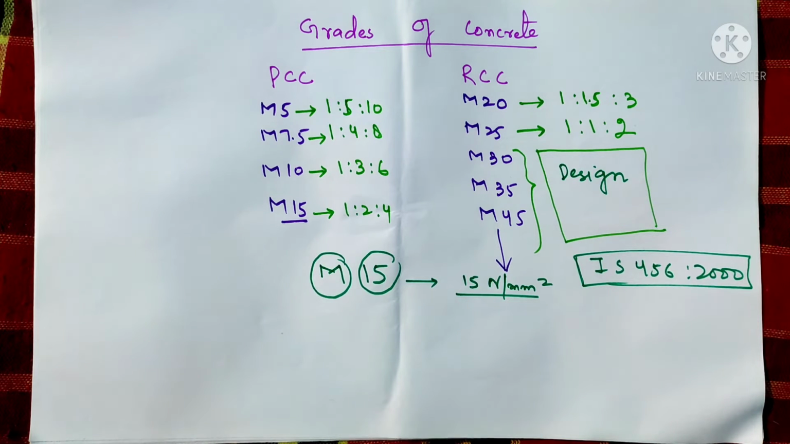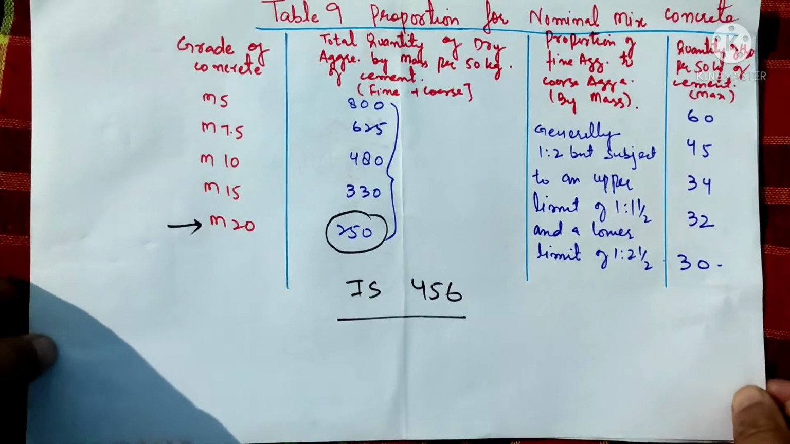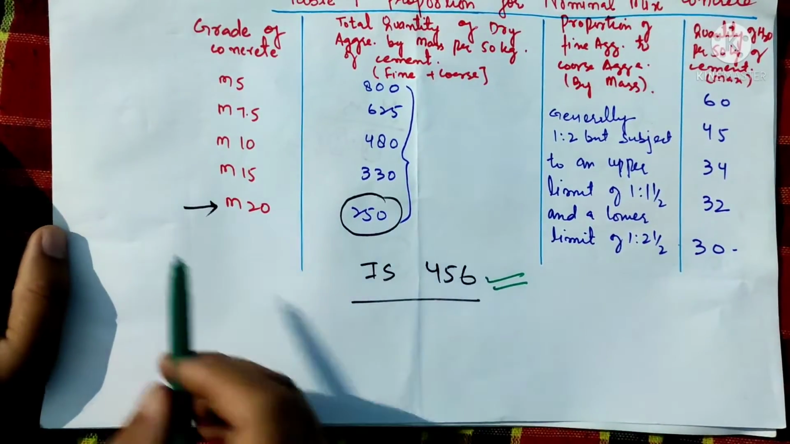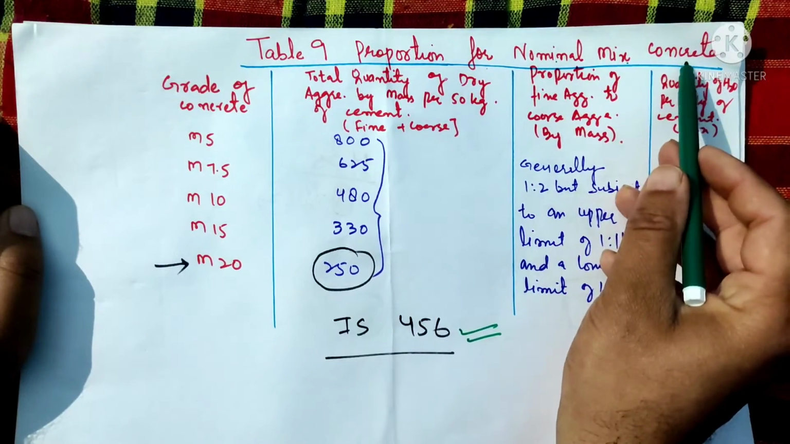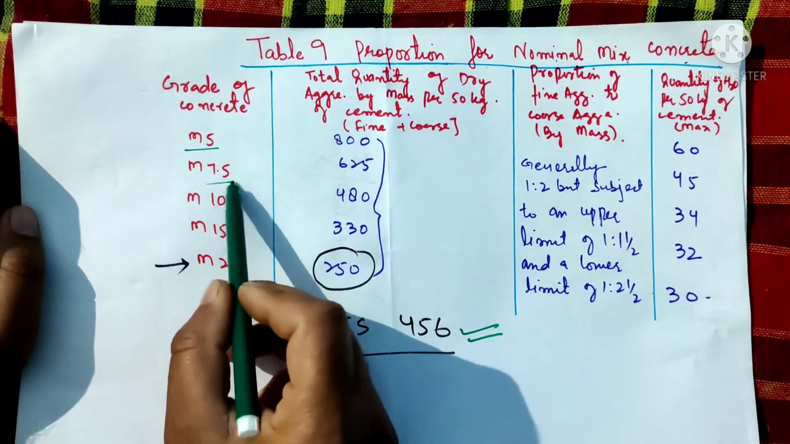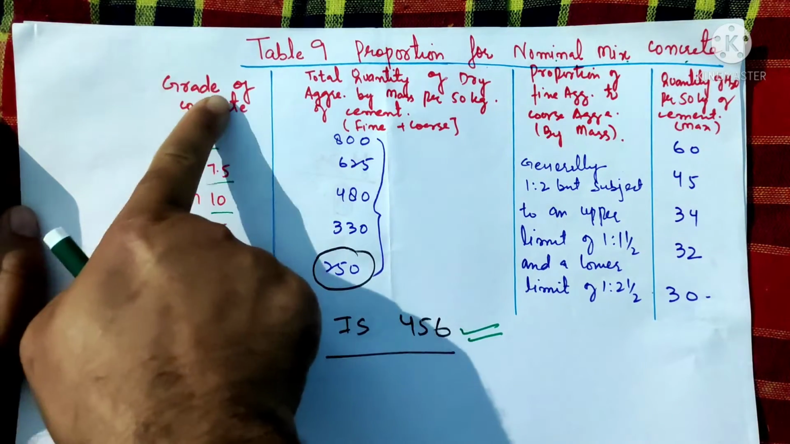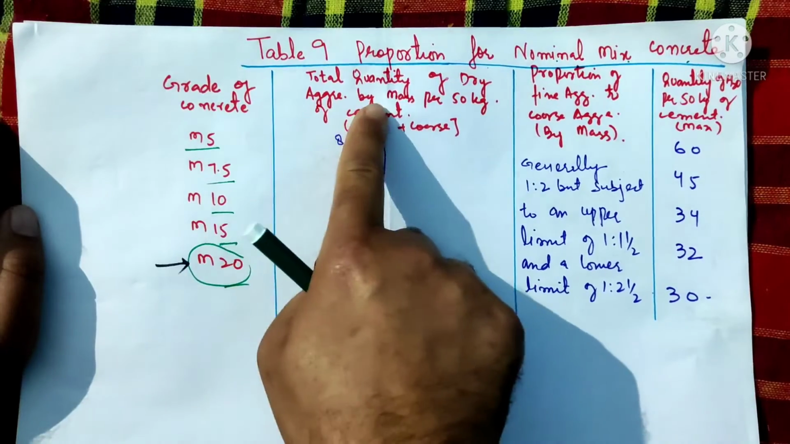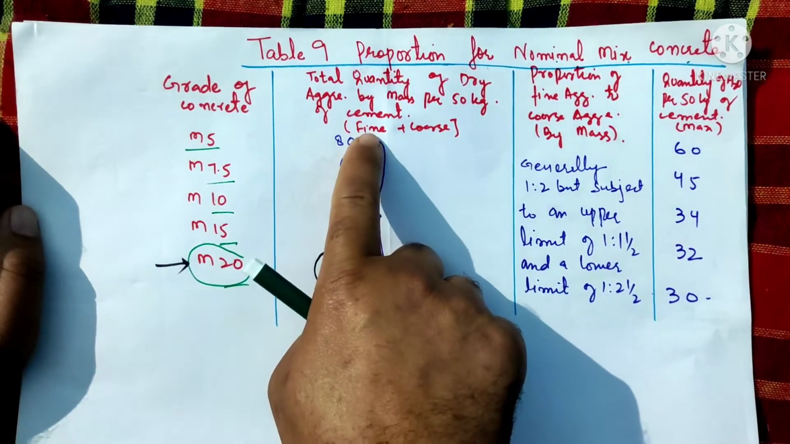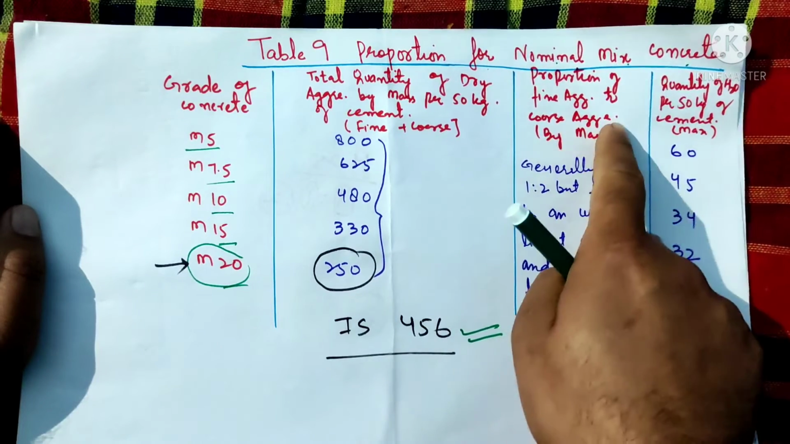kg of cement. For making things clear, I have copy pasted Table 9 of IS 456 here. It says proportion for nominal mix concrete. If we have M5, 7.5, 10, 15, 20, what will be the proportion of the concrete? How will we evaluate these things? For example, let's take grade of concrete M20. In the second column it says total quantity of dry aggregate by mass per 50 kg of cement, both fine plus coarse aggregate in kgs. And in the third column it says proportion of fine aggregate to coarse aggregate by mass.